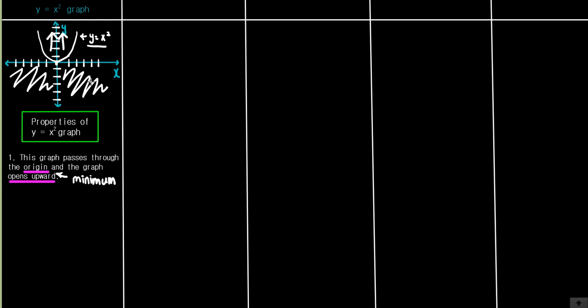Let's talk about the second property of this graph, the y is equal to x squared graph. And the second property is that the y-axis is the axis of symmetry of this y is equal to x squared graph.